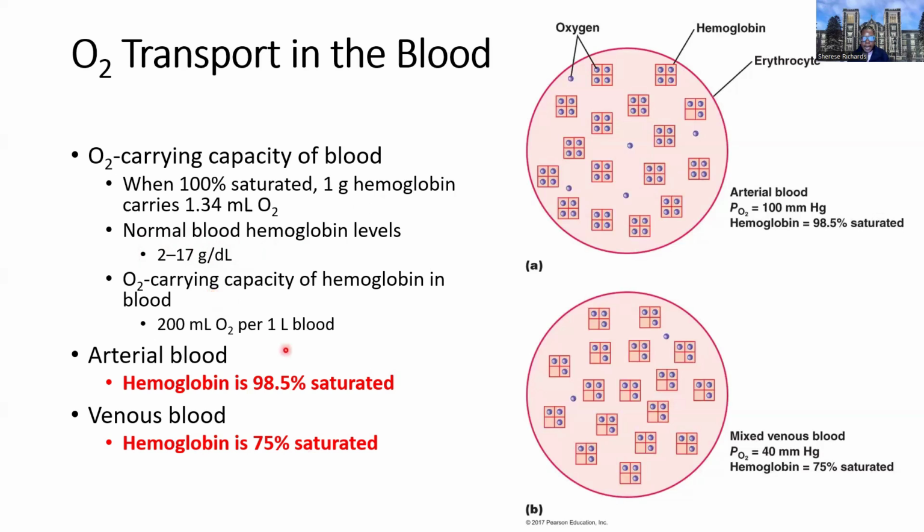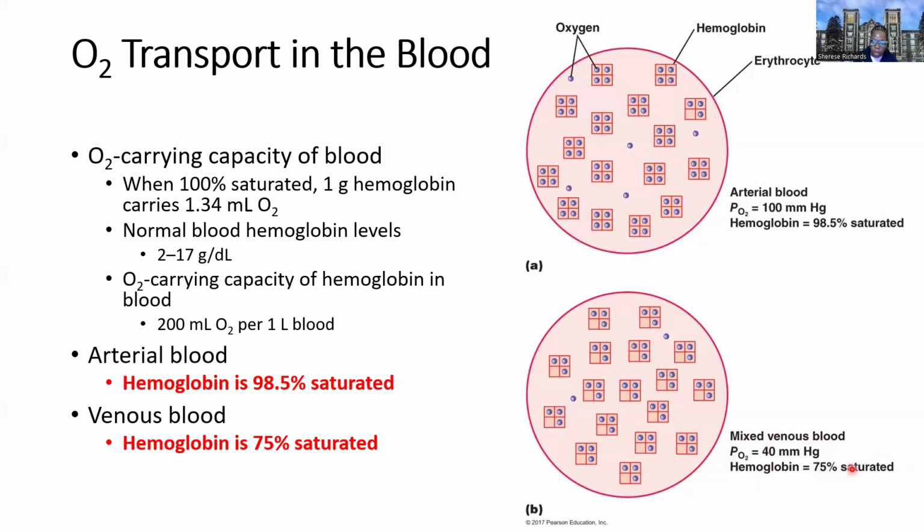Now, the arterial blood has hemoglobin that is 98.5% saturated, which is very close to 100. We're not going to say fully 100, just because a few of these may not be all the way saturated, as we can see here, but it is very close to 100% saturated. And then in the venous blood, when it is 75% saturated, we only have 3 oxygen molecules on the hemoglobin. Only 3 of those sites are bound in our mixed venous blood, at about 75% saturation, and this is when the partial pressure is about 40 millimeters of mercury.